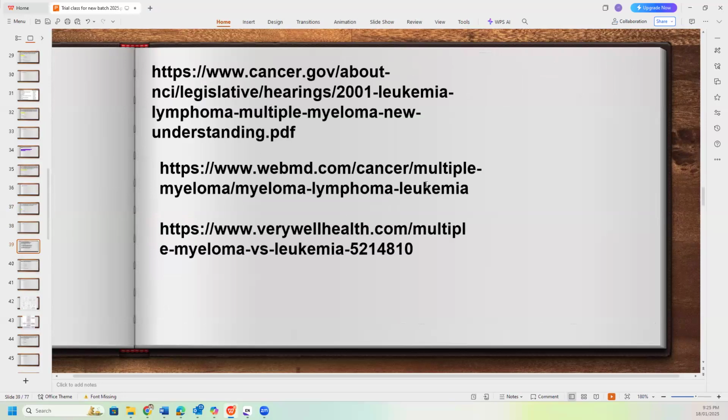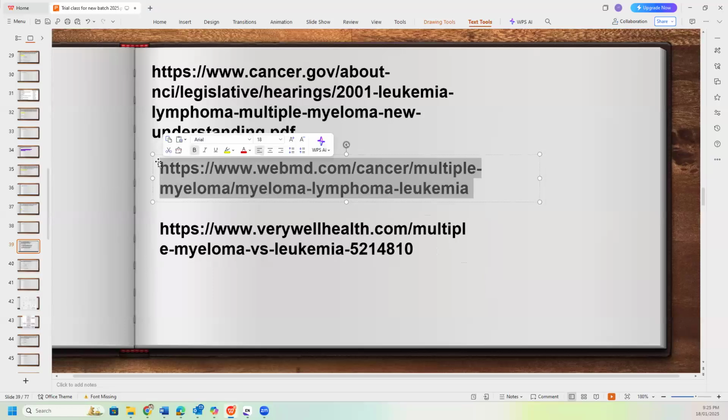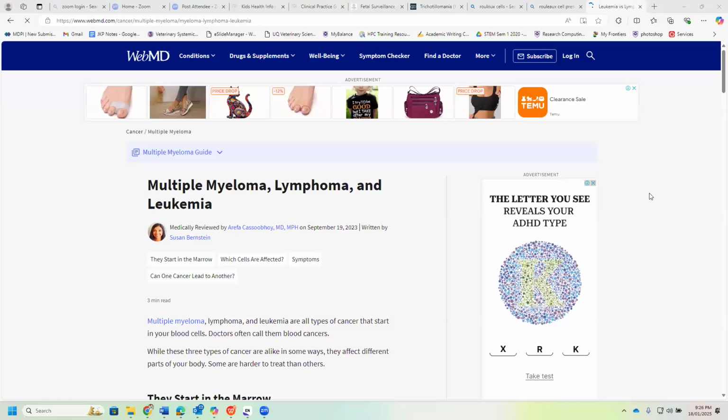All right, let me show you about multiple myeloma and how we can differentiate it from leukemias as well. Are you guys able to see the screen on this one?